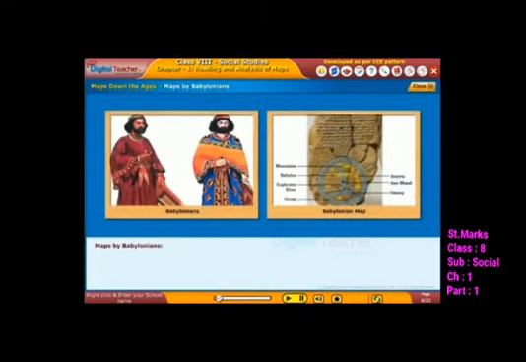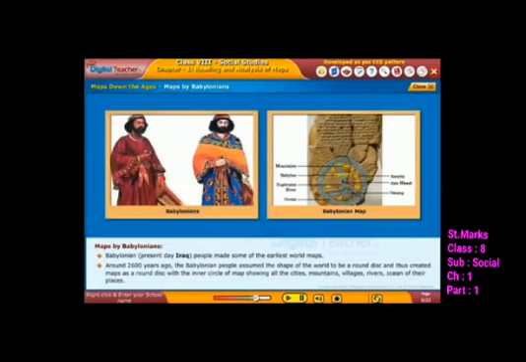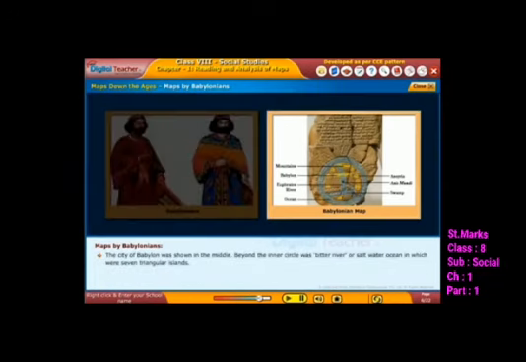Maps by Babylonians. Babylonian present-day Iraq people made some of the earliest world maps. Around 2,600 years ago, the Babylonian people assumed the shape of the world to be a round disk and thus created maps as a round disk with the inner circle of map showing all the cities, mountains, villages, rivers, ocean of their places. The city of Babylon was shown in the middle. Beyond the inner circle was Bitter River or saltwater ocean in which were 7 triangular islands.